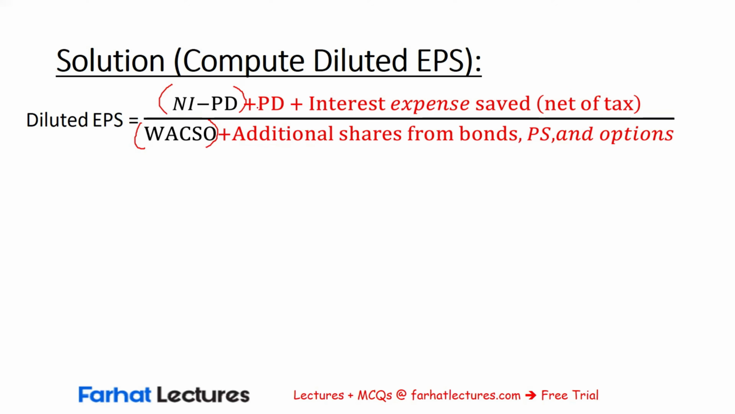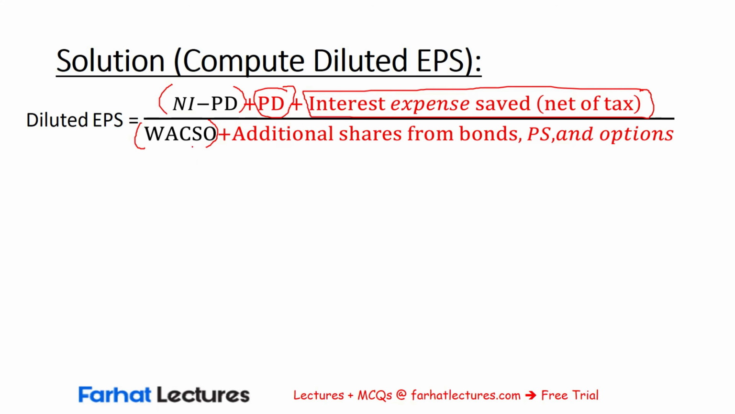So what are we going to add to the numerator? We're going to add the preferred dividends. Why? Because the preferred stock is dilutive. And in case these preferred shares are converted to common stock, the company will avoid paying these preferred dividends. And the whole net income would be available to common shareholders. Same thing applies to the interest expense saved. This is related to the 7% convertible bonds because they are dilutive. In case they are converted, the company will save the interest expense on these bonds.